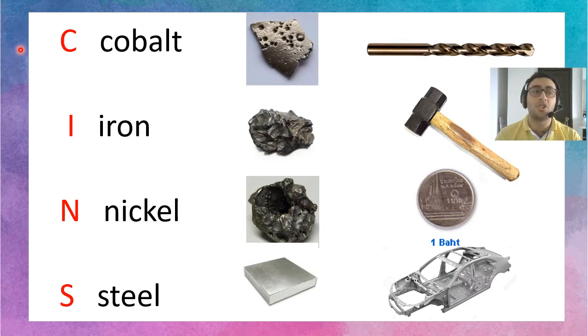Now, to remember, just remember CINS. CINS. When you see C, remember cobalt. This is how cobalt looks, and we make it into this. I is iron. This is iron. We make it into this, like a hammer. N is nickel. Nickel is like this. We turn it into like a coin, like this one. S is steel, like this. We turn it into this. So, CINS, cobalt, iron, nickel, and steel. CINS. Remember that. Okay, everyone.